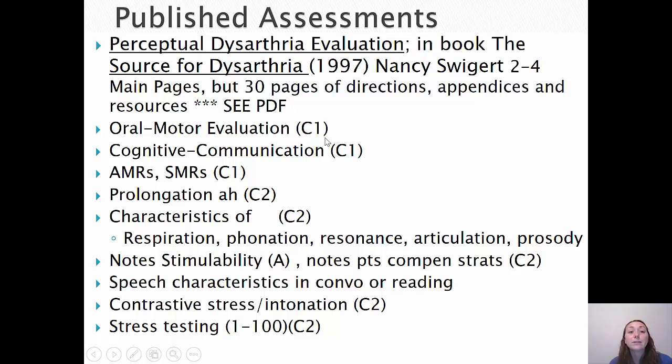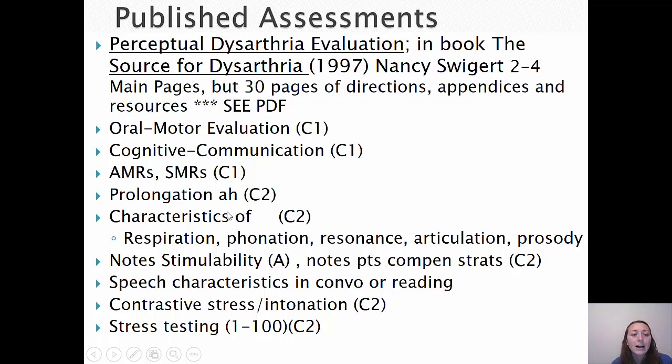It gives you some nice information about an oral motor evaluation. Is it perfect? No. Will yours be more robust? Absolutely. It gives you some information in general, because we don't have blinders on. It gives a general idea of probing cognition or communication, like two or three questions. So not sufficient, and I'm not making you do an aphasia battery. Of course, you're going to assess orientation, but you're not responsible for making a cognitive assessment. That's under C1: AMRs, SMRs, C1.